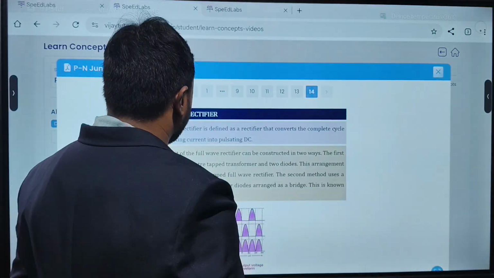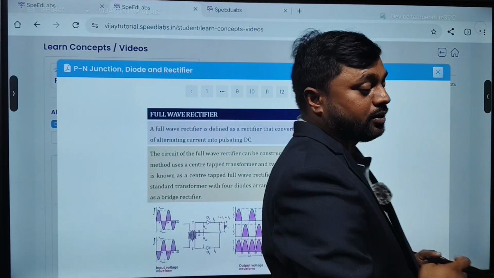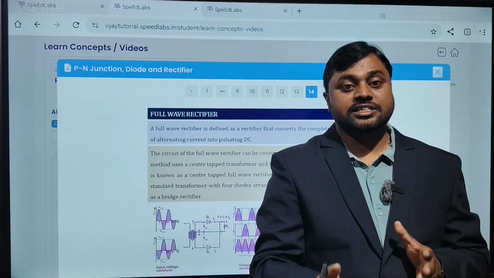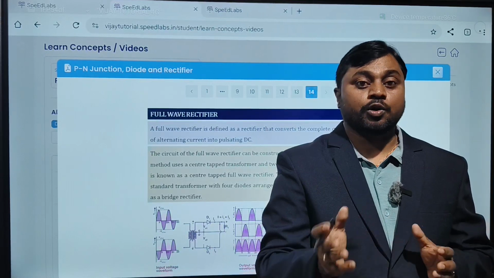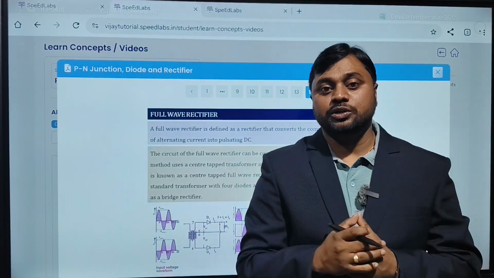So it's all about the rectifier. N type, P type, intrinsic and extrinsic, forward bias and reverse bias. I hope you understood these concepts.